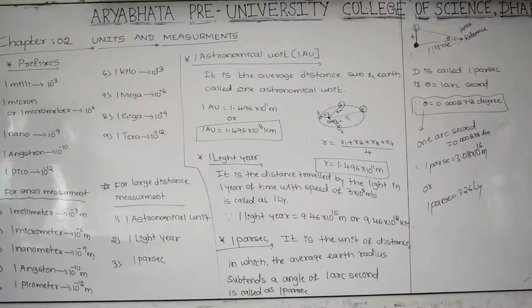In terms of value, 1 parsec is equal to 3.08 into 10 to the power 16 meter, but in terms of light year that is 3.26 light year.